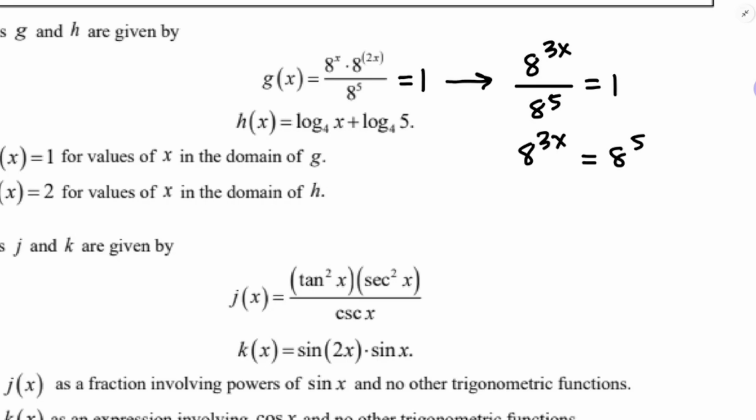And then we could equate the 3x and 5, because if 8 to the thing equals 8 to the other thing, then the things are going to have to equal. So 3x equals 5, x equals 5 divided by 3.